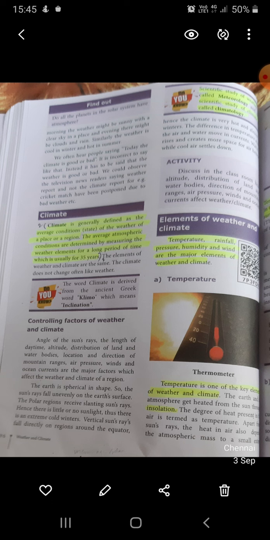Warm air rises and creates more space for air beneath, while the cool air settles down. So the difference in temperature makes the air and water move in currents.